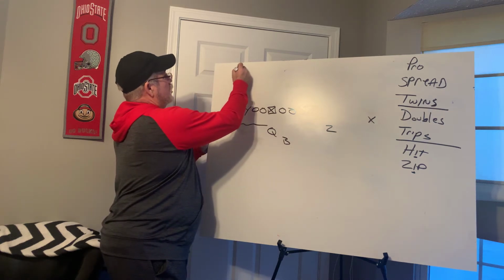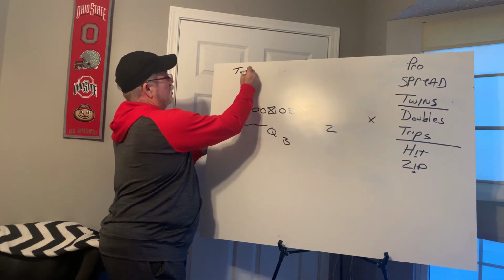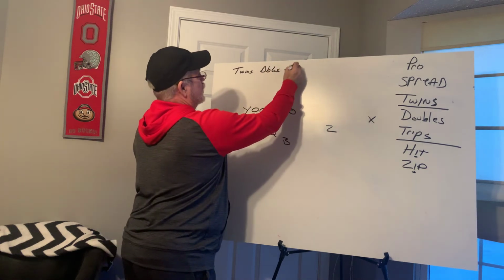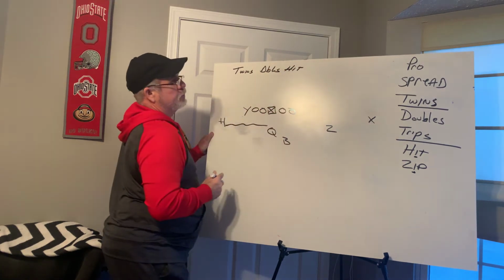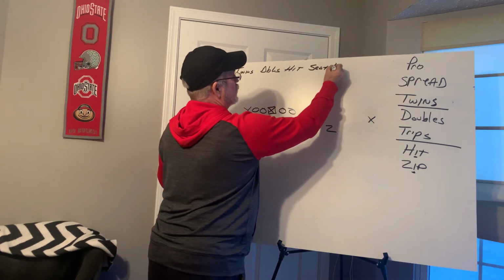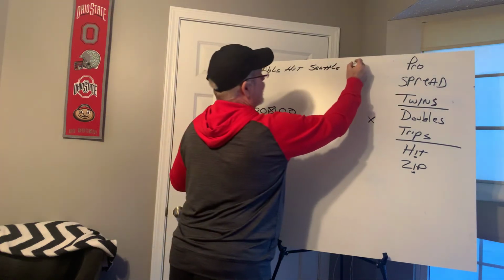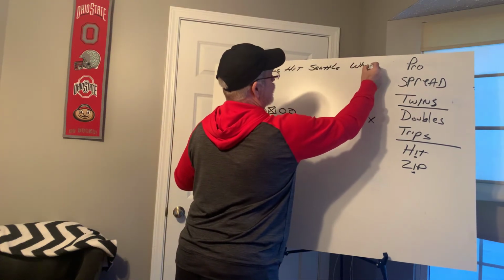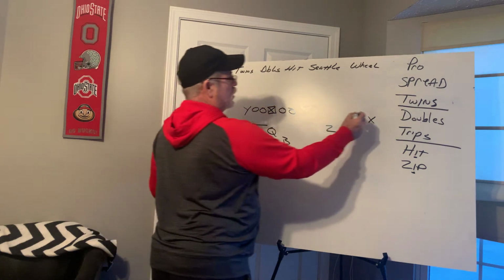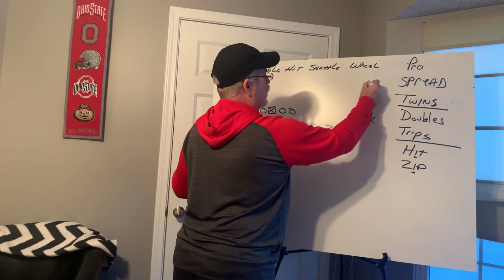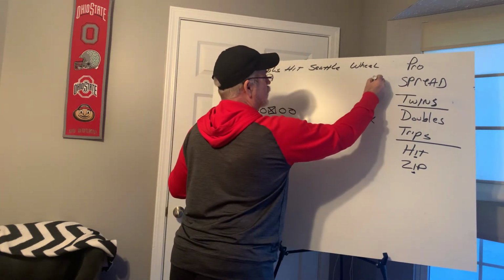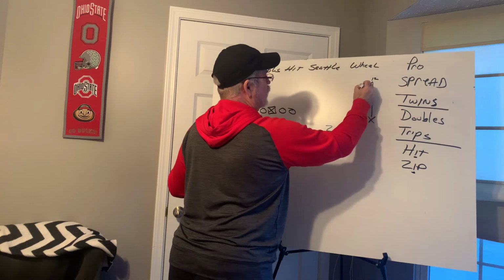The play would be signaled in as twins, doubles, hit, all right, Seattle, which is a protection, wheel. Wheel is a two-man concept with a 12 back to 10 curl route. Pretty much just like a hitch, but deeper.